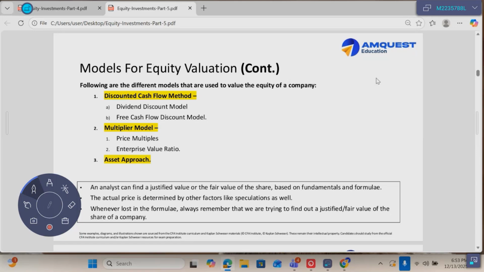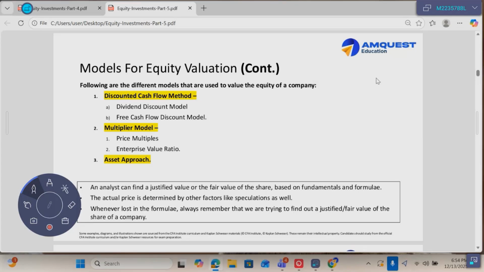In this we will also use the free cash flow model, which is FCFF and FCFE. We can also find the valuation of the stock using price multiples like PE ratio, enterprise value, which is EV by EBITDA. And then we can also do a valuation of the assets, net asset of the business. ये NAV approach है. NAV approach is helpful for valuing mutual funds. So analysts can find a justified value or the fair value or the intrinsic value based on fundamentals and formulae.